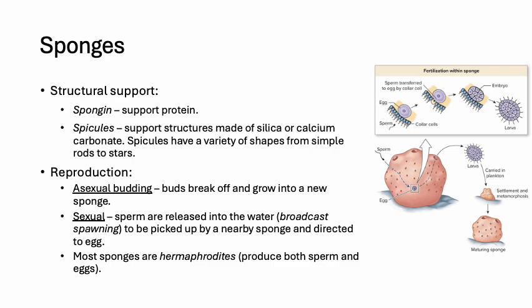Sponges may look simple, but they have some of the most fascinating adaptations. For support, they rely on either a protein called spongin or tiny mineral structures called spicules, which can look like tiny glass rods or stars. The reproduction is just as clever. They can reproduce asexually through budding, where a small piece grows into a new sponge, or sexually by releasing sperm into the water to be captured by another sponge. Many are hermaphrodites, producing both egg and sperm, which increases their chances of survival. Even though they lack tissues, organs, and symmetry, sponges demonstrate how life doesn't need complexity to be successful. It just needs a good strategy.